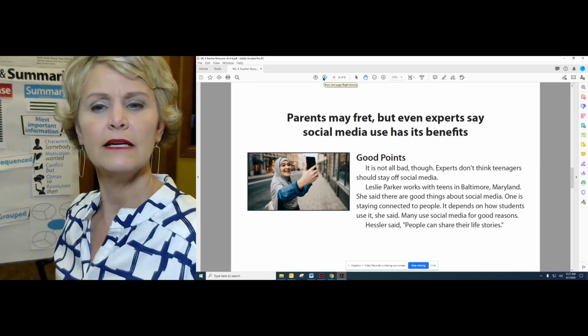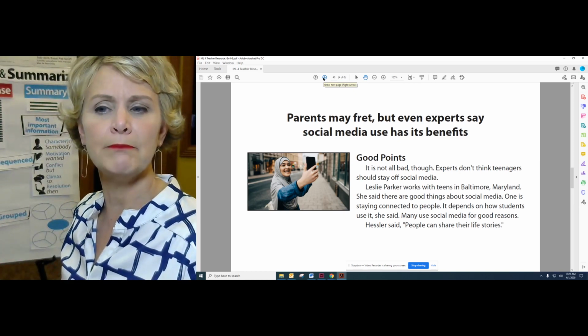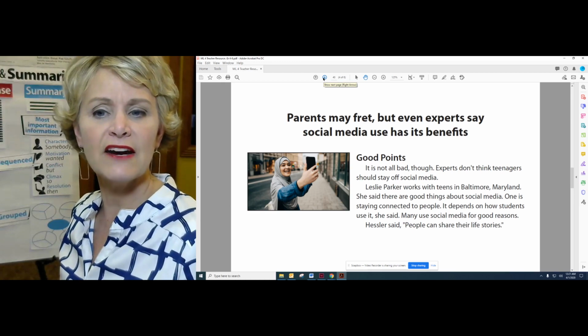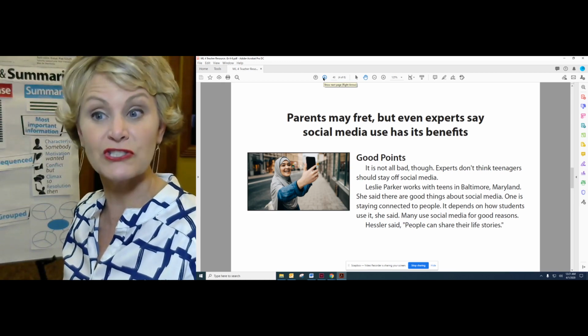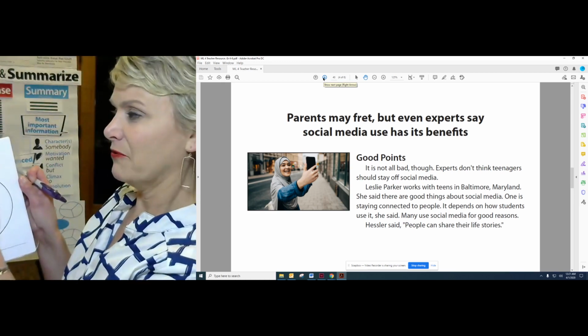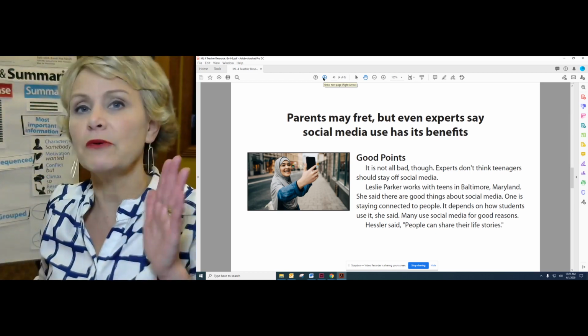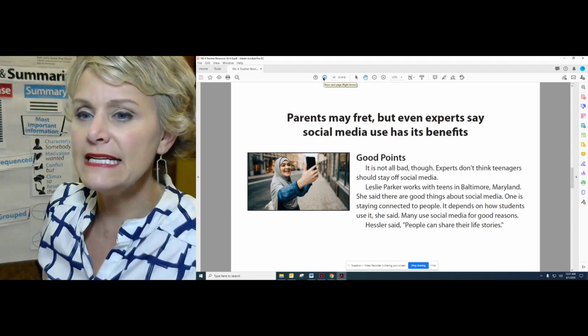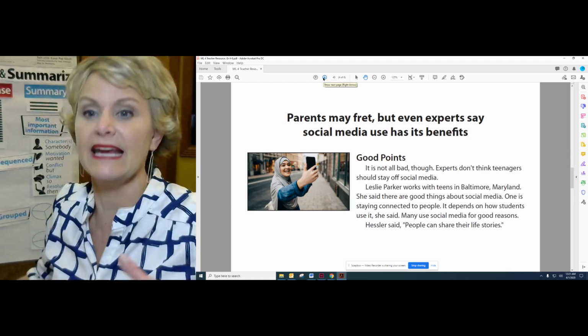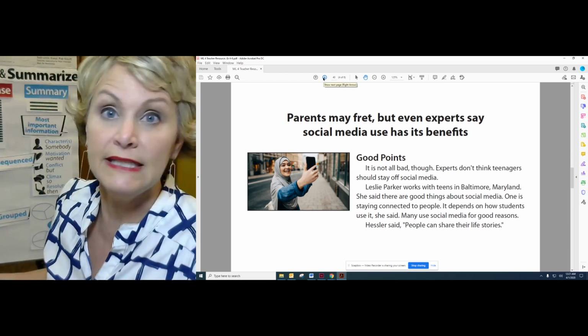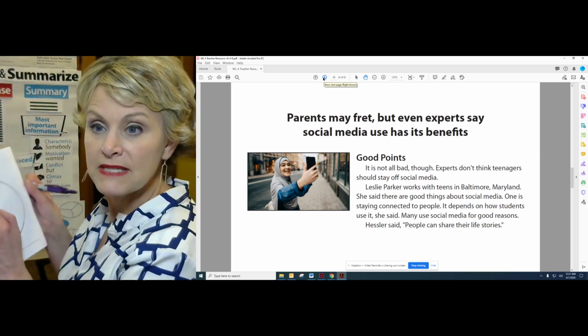Topic sentence. Leslie Parker works with teens in Baltimore, Maryland. She said there are good things about social media. There we go. We're getting ready for good. She said good things instead of good points, but I don't have any details yet. Remember, I write down details. I don't have any details. They're just kind of saying there are good things. I'm still waiting for what they are so we can write them down.